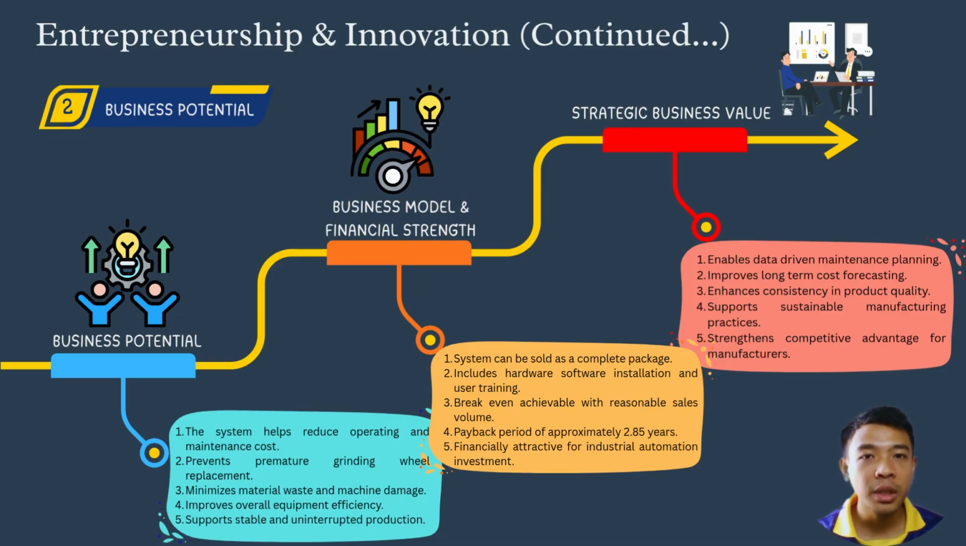For the business model and financial strength, the system can be sold as a complete package. It includes hardware, software installation, and user training. The break-even is achieved with a reasonable sales volume. From the model, the payback period is approximately 2.85 years, which is financially attractive for an industrial automation investment.